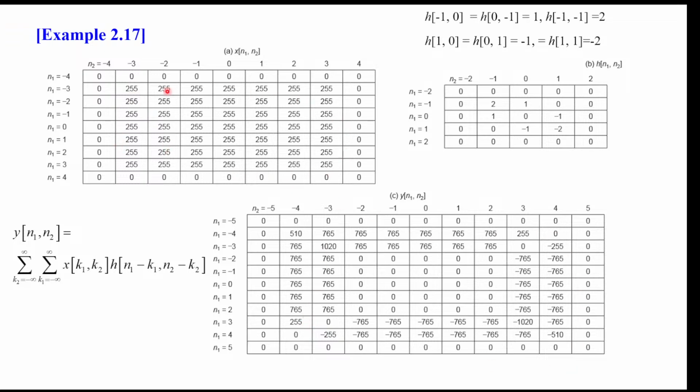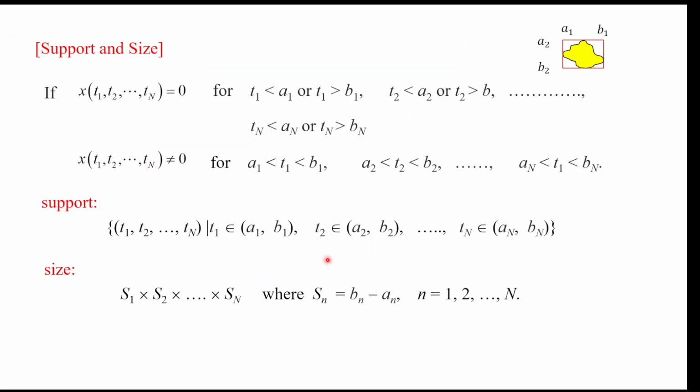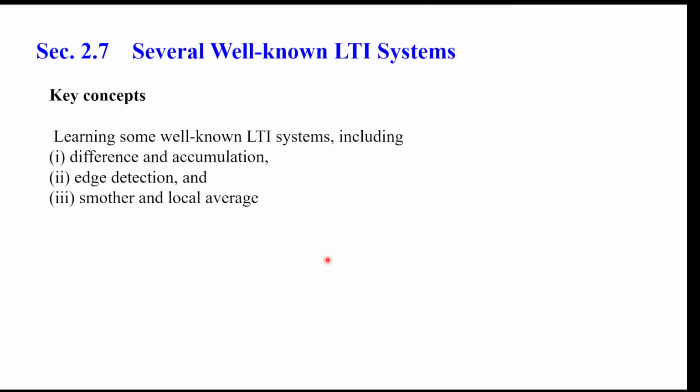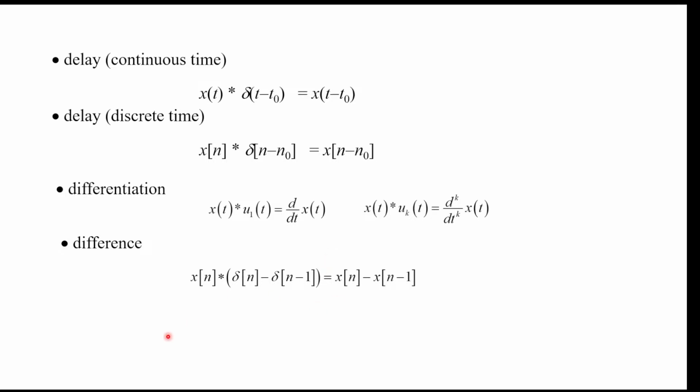So say you have an image here that's a black spot in the middle, and you can have an LTI system that calculates the difference between the blocks, and that will give you the edge of the image. Okay, and think about support, etc. Okay, and now it's a bit of review of the delay system we talked about.